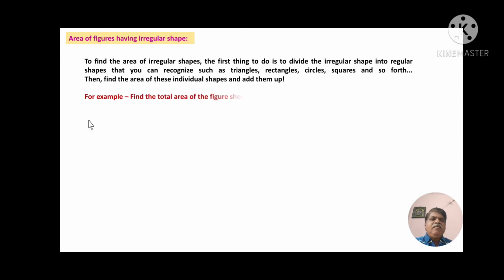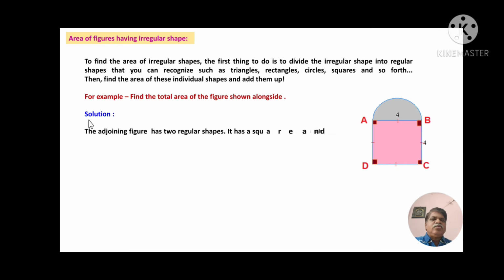For example, find the total area of the figure shown alongside. This is the given figure, where you can see two shapes, a square and a semicircle. So friends, here the adjoining figure has two regular shapes. It has a square and half of a circle, that is a semicircle. Find the area of each of those two shapes and add the results.